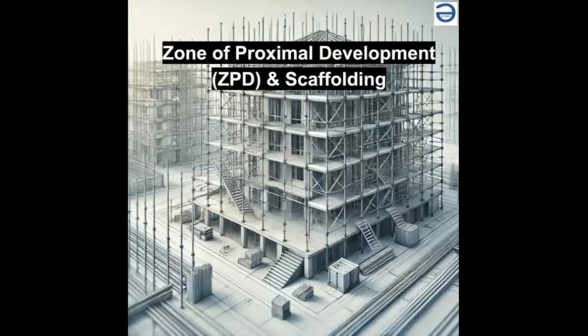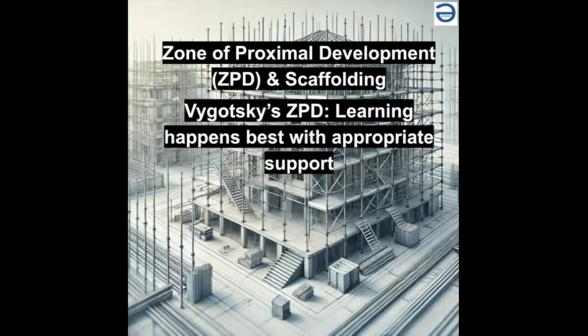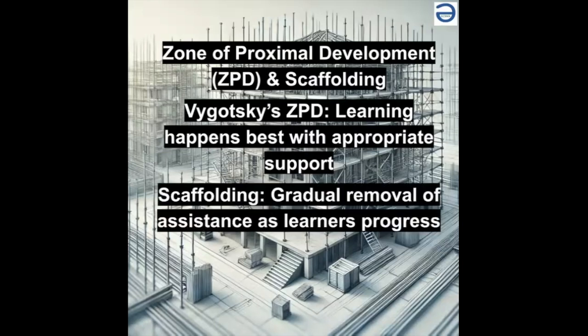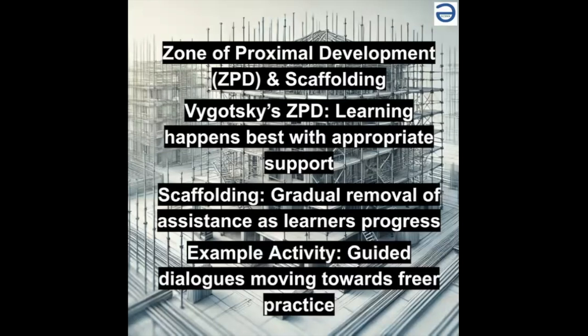Zone of proximal development and scaffolding. Now, Vygotsky's ZPD depends on learning through an appropriate supportive context. Scaffolding is gradual removal of assistance as learners progress. An example activity can be guided dialogues moving towards freer practice.